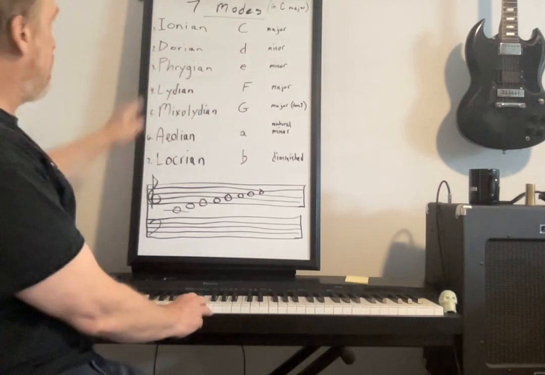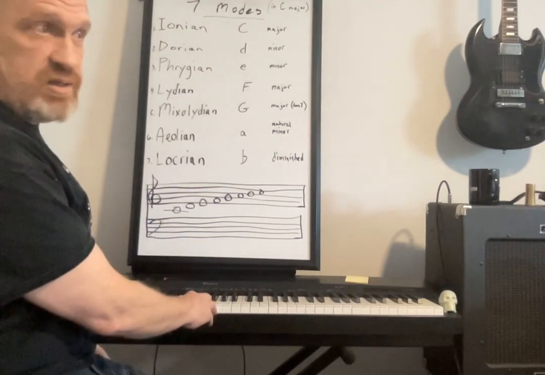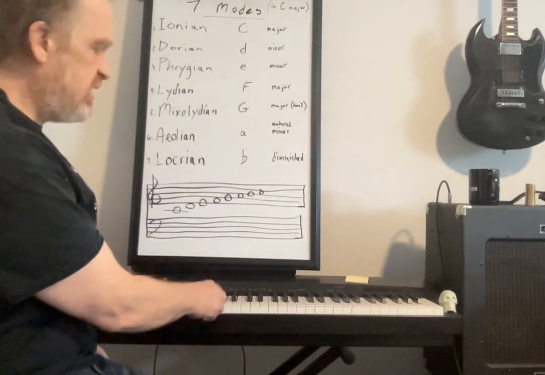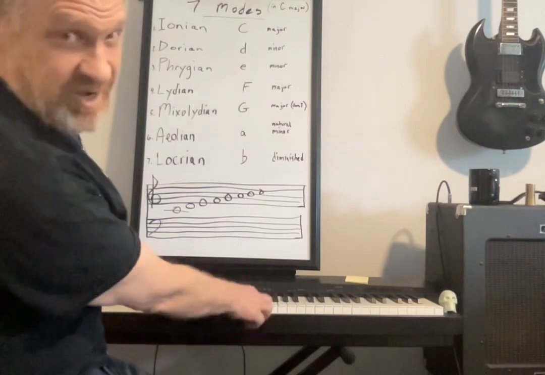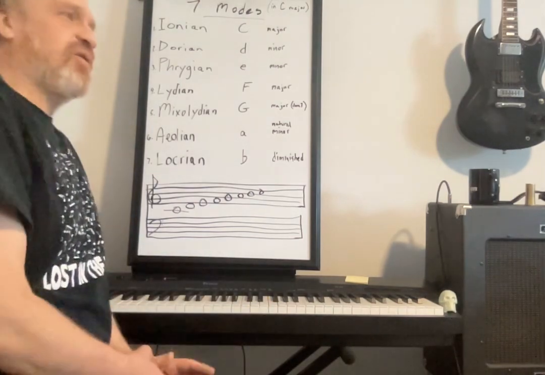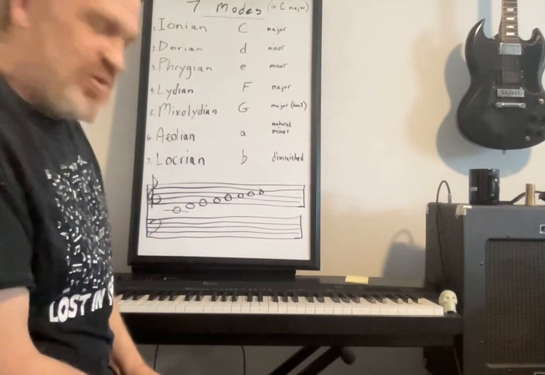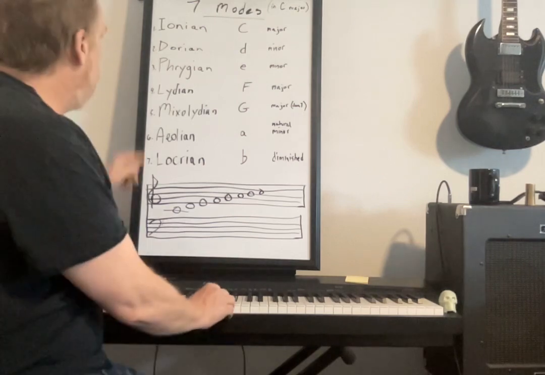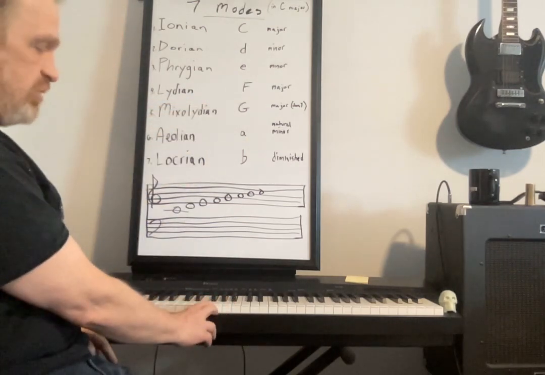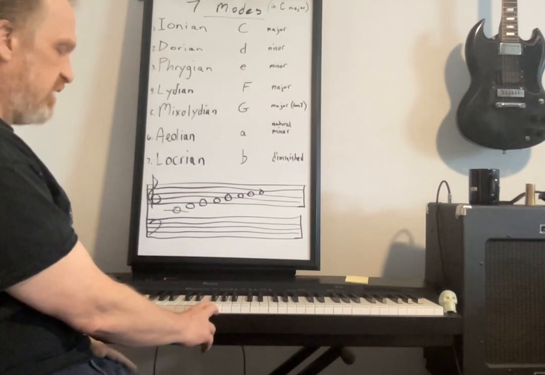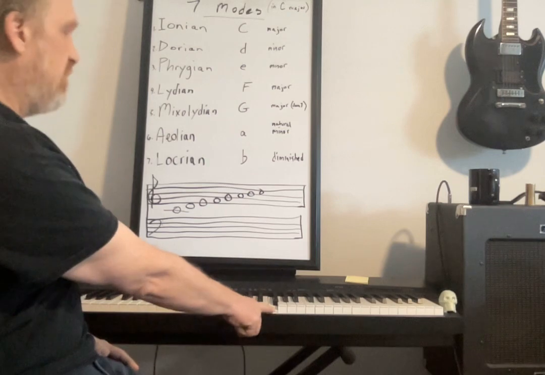Now we do it on E. E, Phrygian, E minor. E, F, G, A, B, C, D, E. Oh, I can't do it. E. Okay, so that's the next one. So do that all the way up. F is the Lydian, now on the white keys. The Lydian scale in F is all on the white keys.